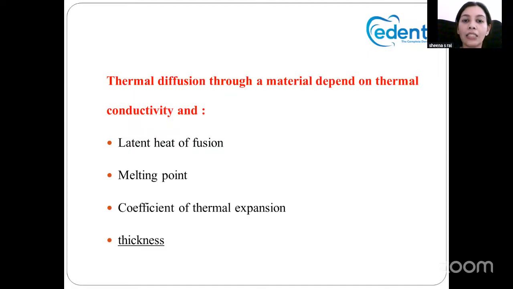Thermal conductivity. What is thermal conductivity? That was a question that was asked. There are two important things: thermal conductivity and the linear coefficient of thermal expansion, which we have already studied. Thermal conductivity is actually a thermophysical property, and it is a measure of the heat transfer through a conductive material.